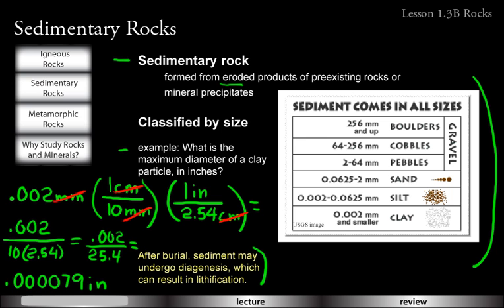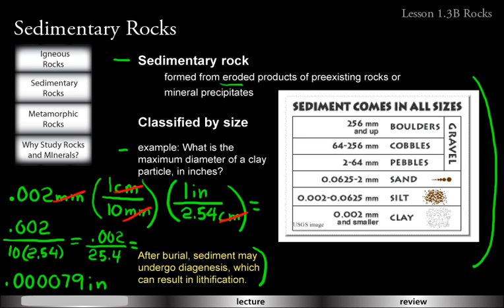Now here's some big words here. After burial, sediment may undergo diagenesis. So not the erosion process that caused the sedimentary rock. That's what diagenesis is. There's other things that may happen, some different temperature and pressure combinations that affect it. And then it undergoes lithification. That diagenesis can result in lithification. So maybe the sediment is buried and then it gets soaked with some high silica-rich water. That causes the particles to cement together, and that's what lithification is, the forming of a rock.